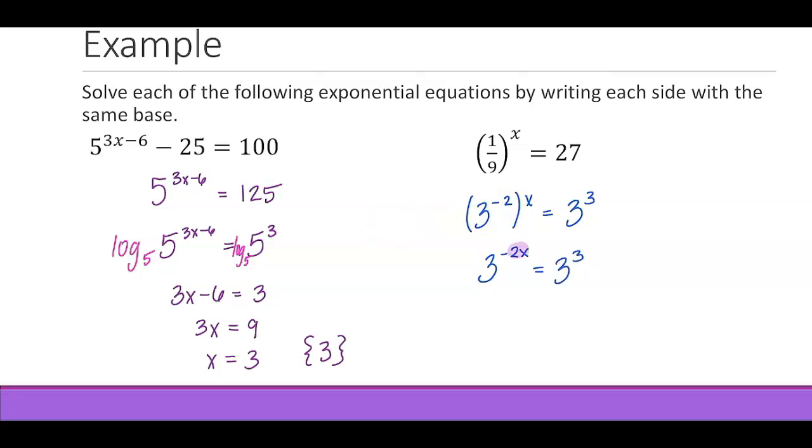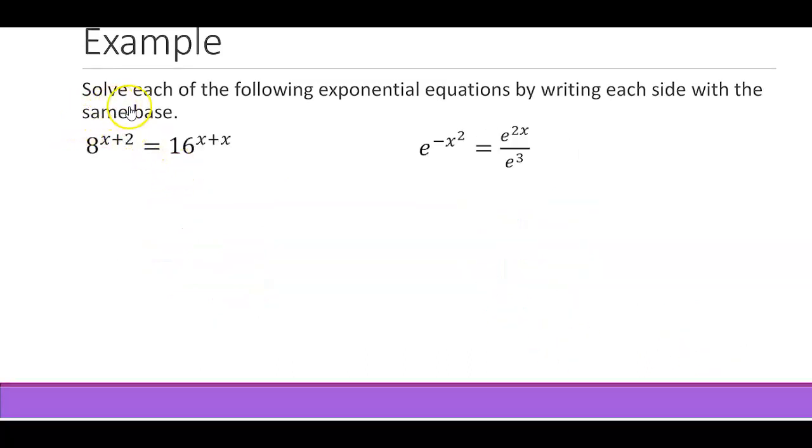So now we can set those exponents equal to one another, or the idea of taking log base 3 of both sides will get us just negative 2x equals 3. So we have x is equal to negative 3 over 2. I want to make sure we keep that negative there. So we're just setting those exponents equal to one another, provided that we can write both sides with the same base. So I have negative 3 over 2 as my answer. And again, the nice part is I don't have to check.